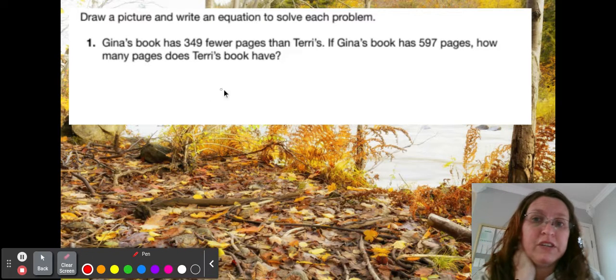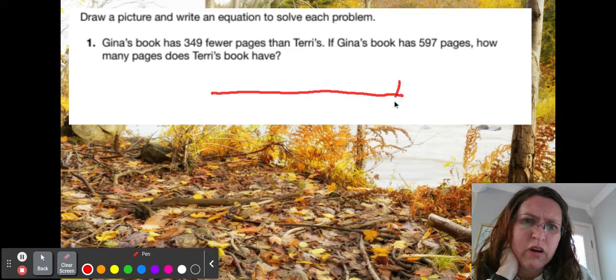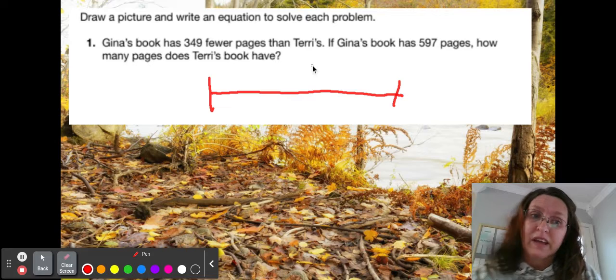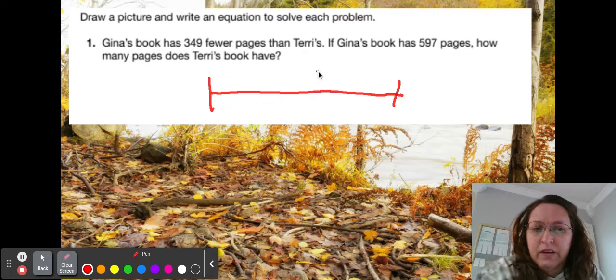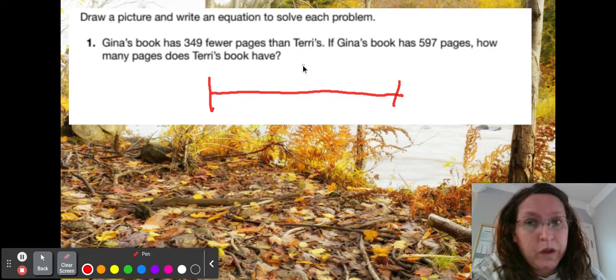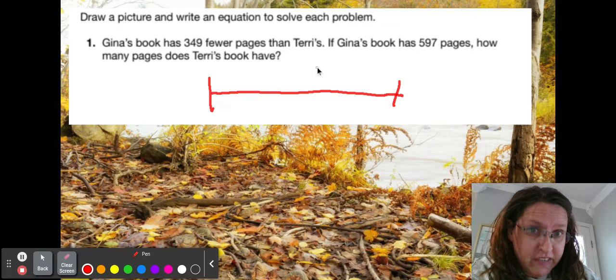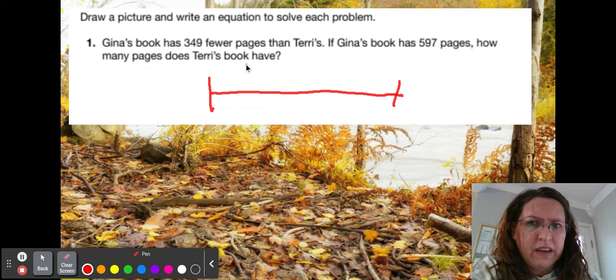Okay, the easiest way to do a part-part-whole diagram is to actually draw your line. So one side is going to be the whole, and I like to have the whole be my top, and the parts are the two bottom. And so if I read this one right here, it says Gina's book has 349 pages fewer than Terry's. If Gina's book has 597 pages, how many pages does Terry's book have?